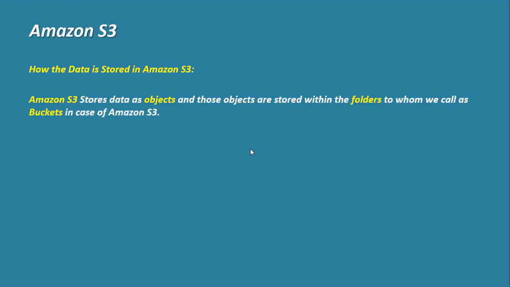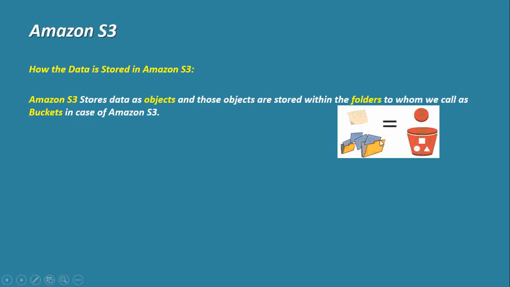Similarly, Amazon S3 is basically object storage, where the data is stored in buckets in the form of objects. Amazon S3 stores data as objects, and those objects are stored within folders which we call buckets. You can see that all your files will be stored in this bucket in the form of objects.